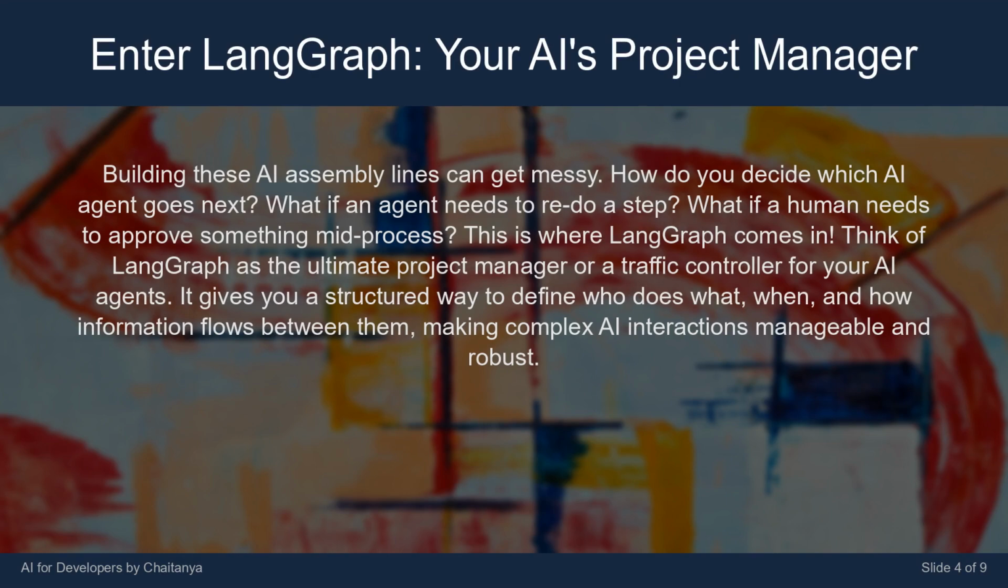Building these AI assembly lines can get messy. How do you decide which AI agent goes next? What if an agent needs to redo a step? What if a human needs to approve something mid-process? This is where LangGraph comes in. Think of LangGraph as the ultimate project manager or a traffic controller for your AI agents. It gives you a structured way to define who does what, when, and how information flows between them, making complex AI interactions manageable and robust.